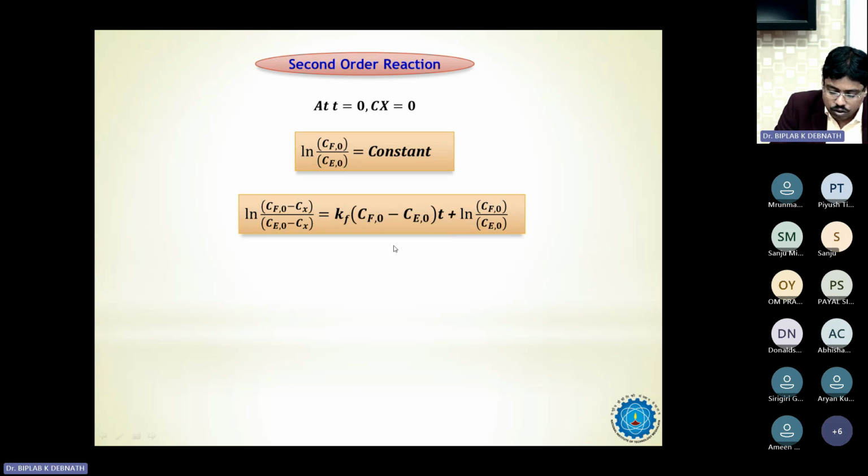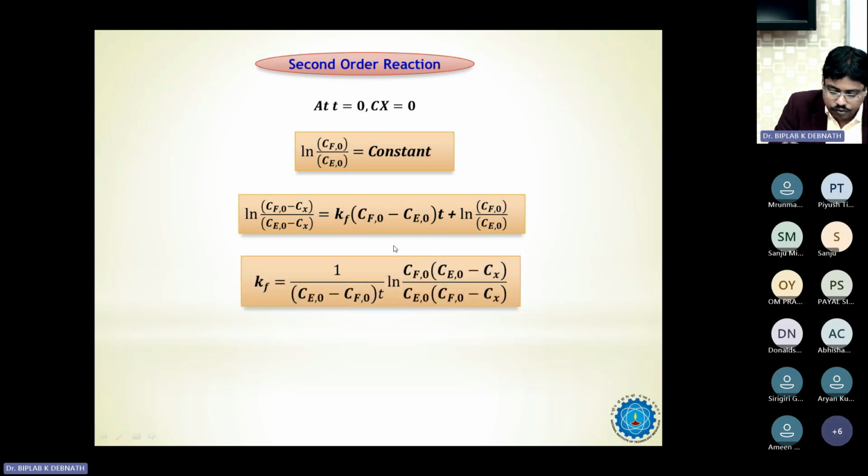From there, if we write Kf is equal to, this entire part will go down, so Cf naught minus Ce naught.